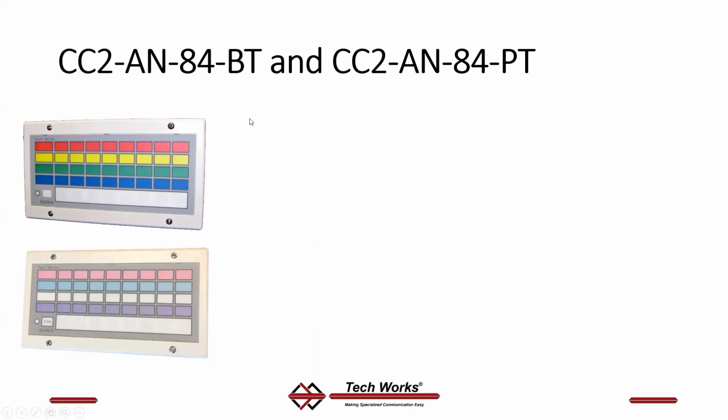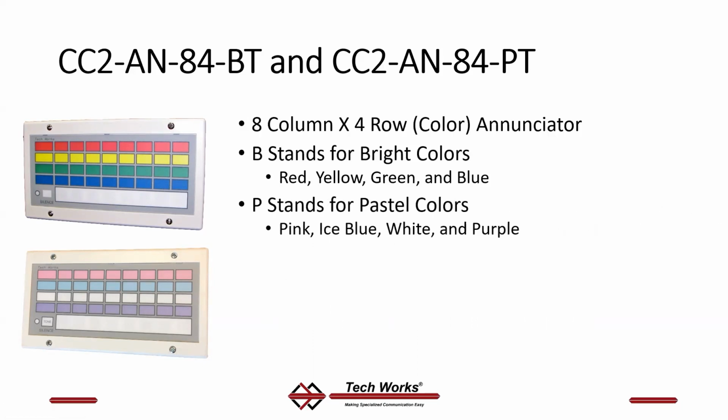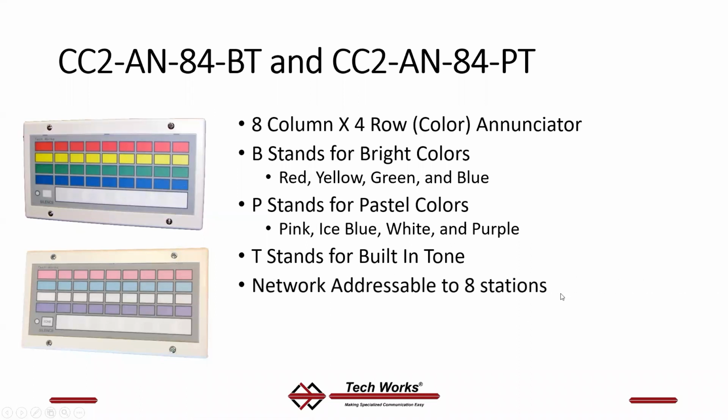The CC2-AN84, 8 columns, 4 colors, available in bright or pastel. The B stands for bright colors, red, yellow, green, and blue. The P stands for pastel colors, pink, ice blue, white, and purple. The T, as always in a TechWorks product, stands for tone. Both of these have a built-in tone. We'll talk more about the tone options in the next 2 sections, but especially part 4, where we talk about programming. Network addressable to 8 stations. So each column of these annunciators represents one of our 4-button or 4-light or 4 IO control module inputs.